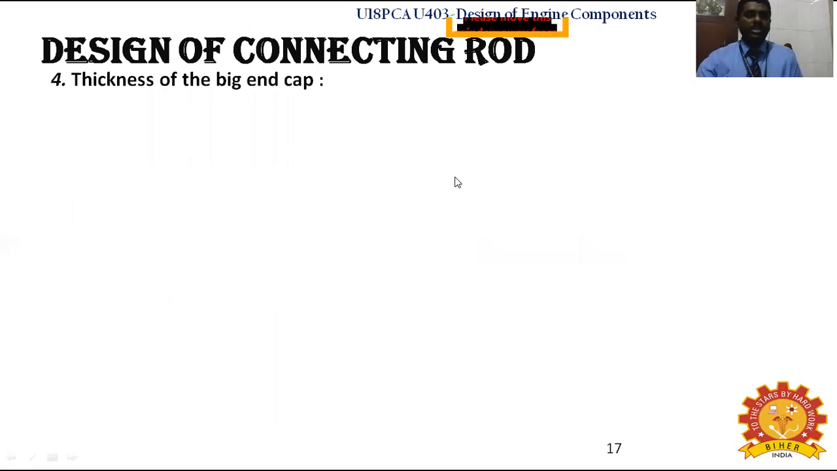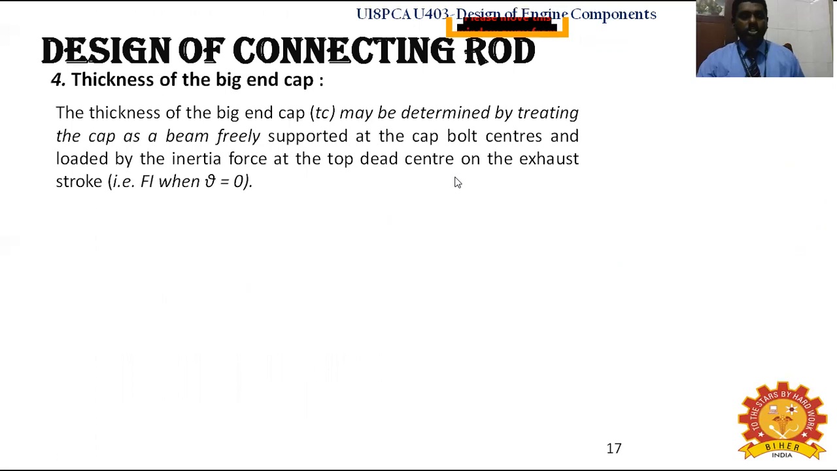And about thickness of big end cap, that is the final procedure. In the design procedure, it is the last one. So thickness of the big end cap may be determined by treating the cap as a beam that is freely supported at the cap bolt centers and loaded by the inertia force at the top dead center on the exhaust stroke. That is what Fi will be whenever V equal to 0, velocity is 0; at that stage you can consider it as a beam.